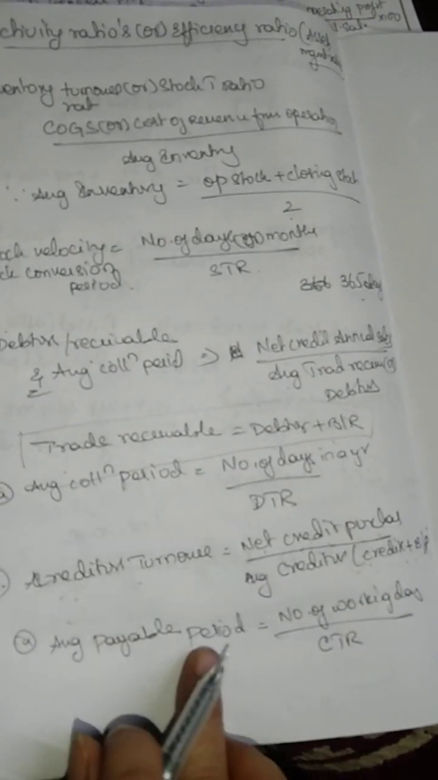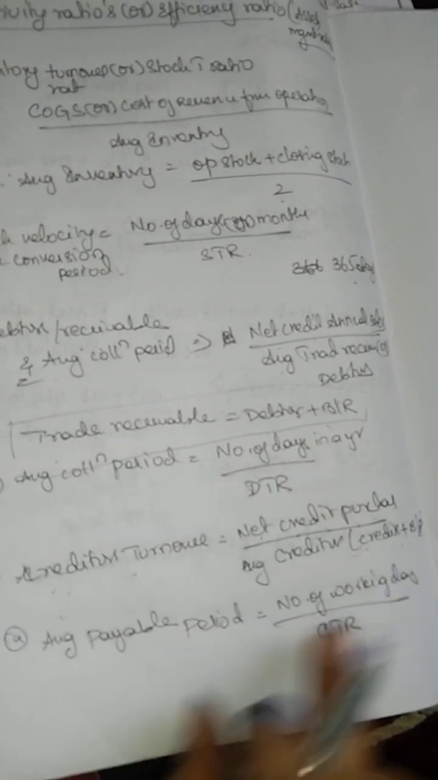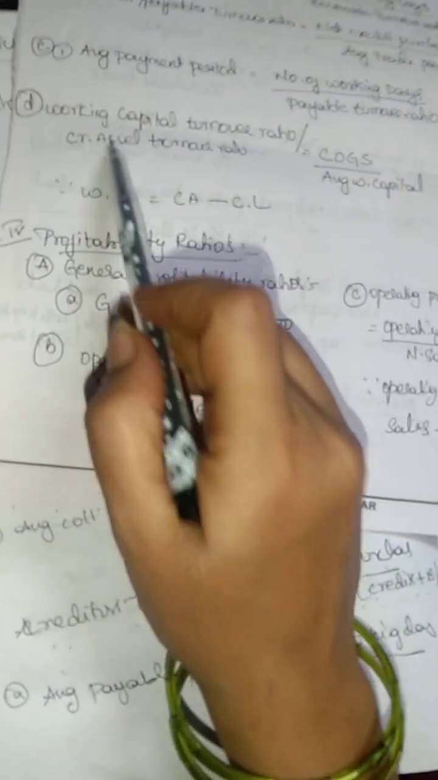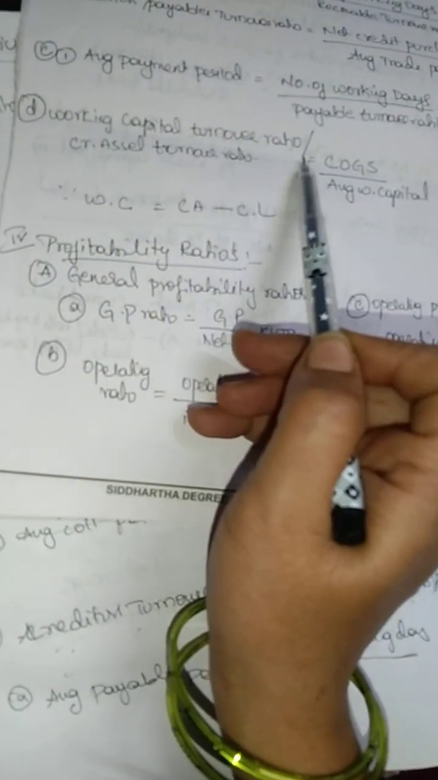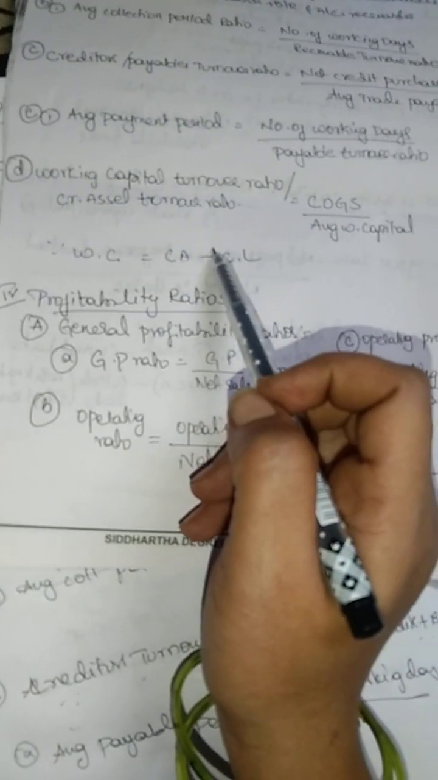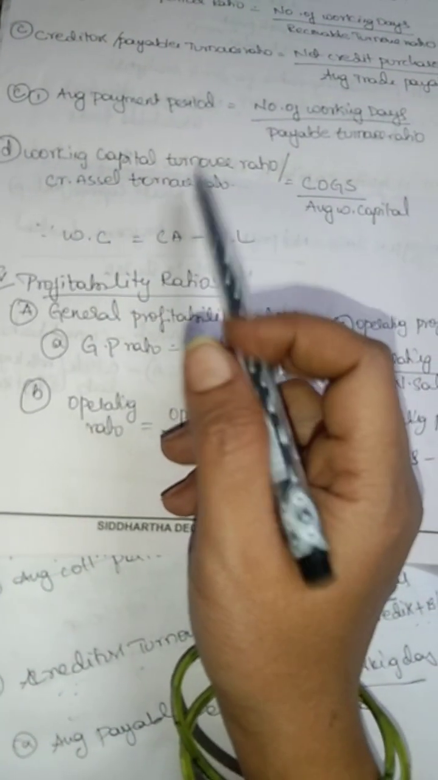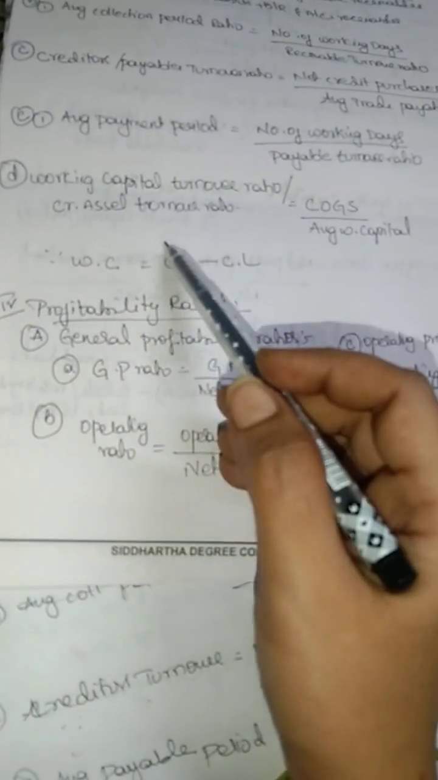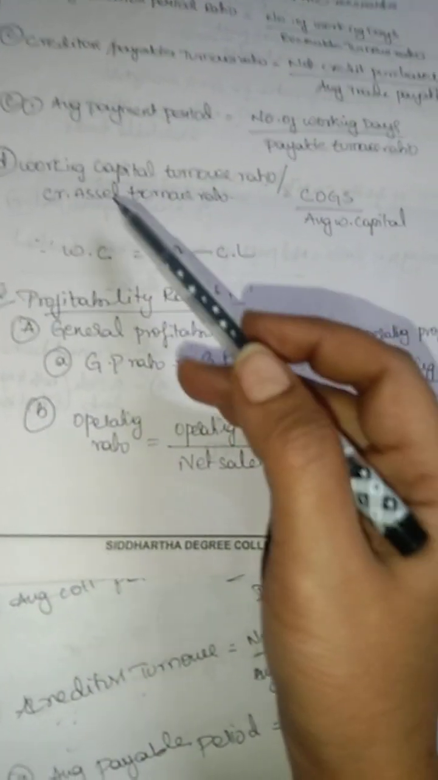And average payable period is equal to number of working days in a year divided by whatever answer you're going to get. So we have one more in this one, that is working capital turnover ratio. Usually these last two, in most cases, he will not ask. The first two are very important, but just for namesake I'm giving it out, since you have it already, which I have shared.